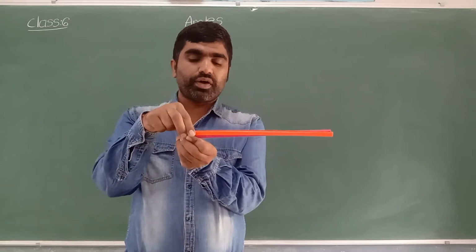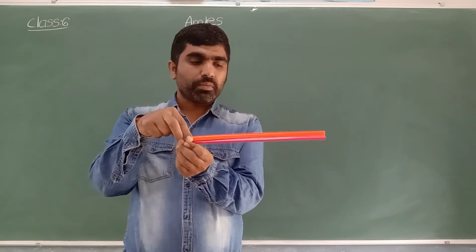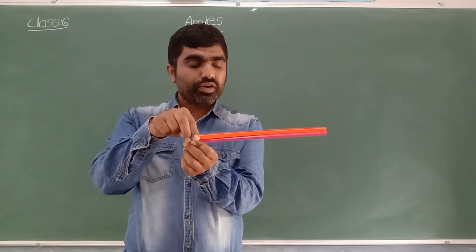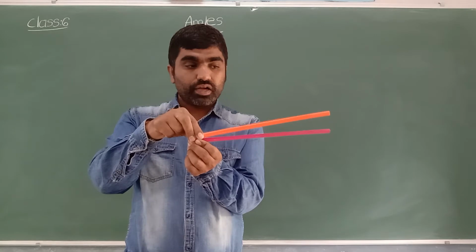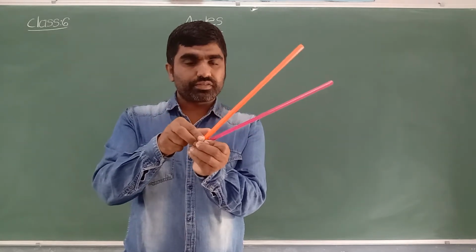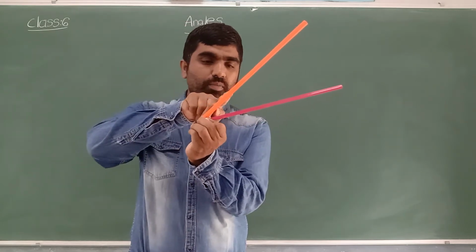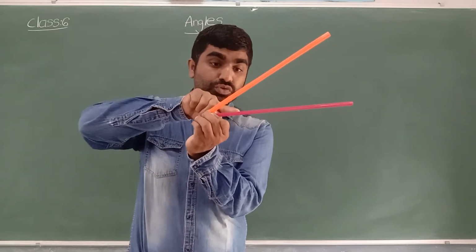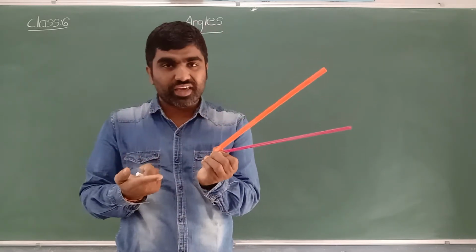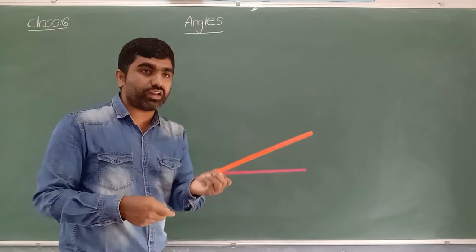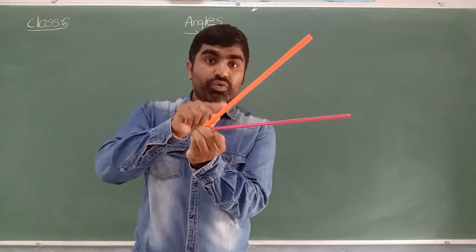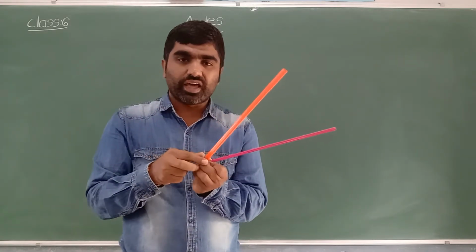Now, near the same end point, keeping one line segment in the same position, let me rotate the other line segment once. Yes, we are rotating the other line segment. This is the amount of rotation I rotated. Whatever the amount we rotated is called an angle. The amount of rotation between two line segments or between two rays is called an angle.